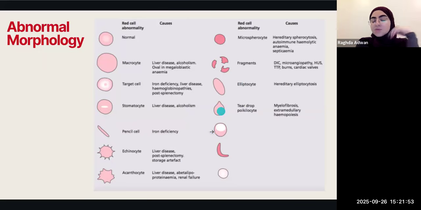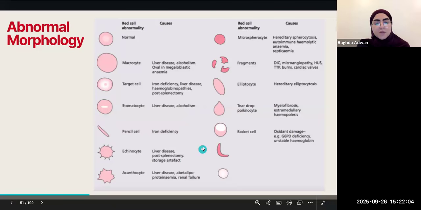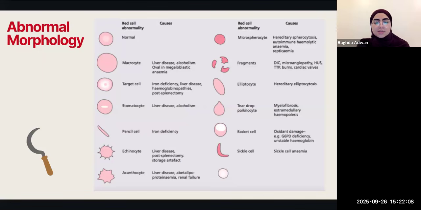But honestly, you're not really going to use this name or identify this much because even till fourth year, we've never spoken about a basket cell. This one, which is important, you guys are going to talk about this a lot. What does it look like? A sickle. So we call it a sickle cell, and this is seen as sickle cell anemia. This is very high yield for you later on.